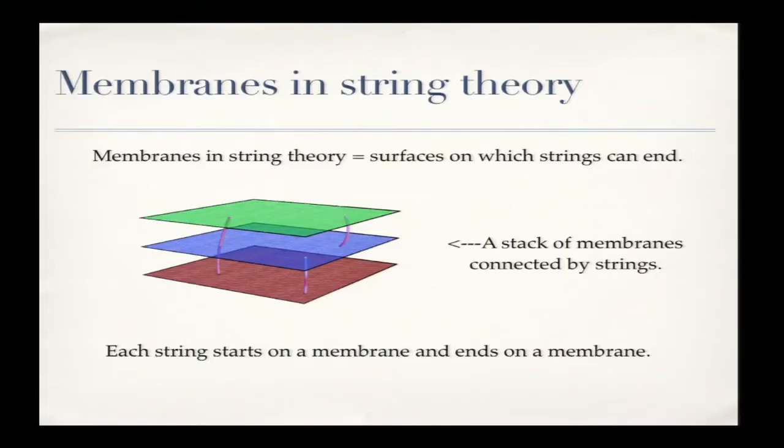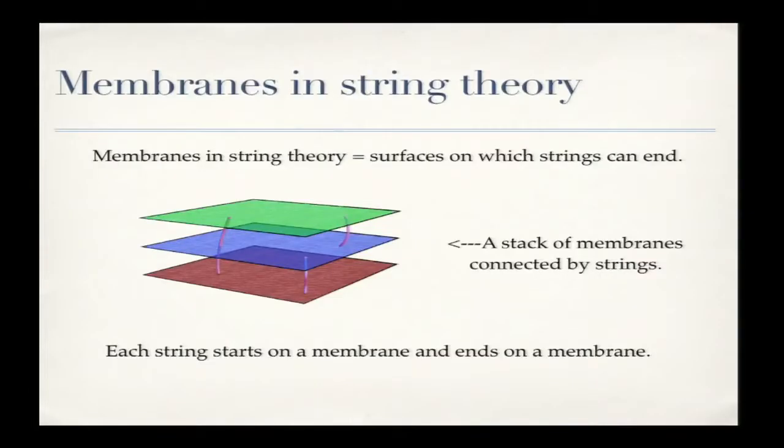So before I can tell you what the puzzle is, I should tell you two quick things about string theory. The first one is that string theory, in addition to strings, as you might have guessed, also contains membranes, which are surfaces on which strings can end. And you should think about these surfaces as some giant sheets of paper hanging out somewhere in the sky, and when they get close together, there would be strings connecting them. So this is a picture of that. It's just a stack of 3 membranes connected by strings.